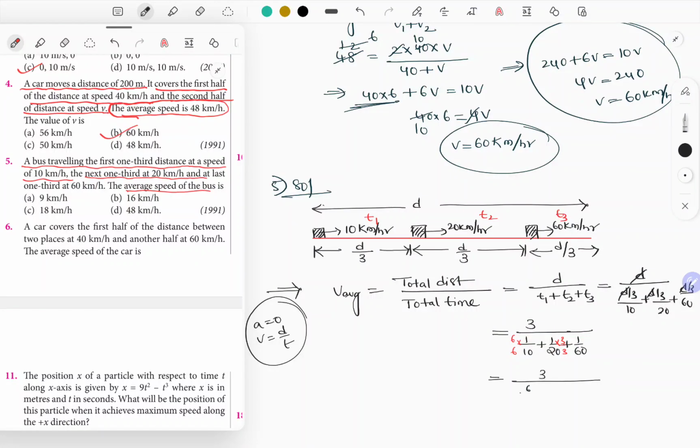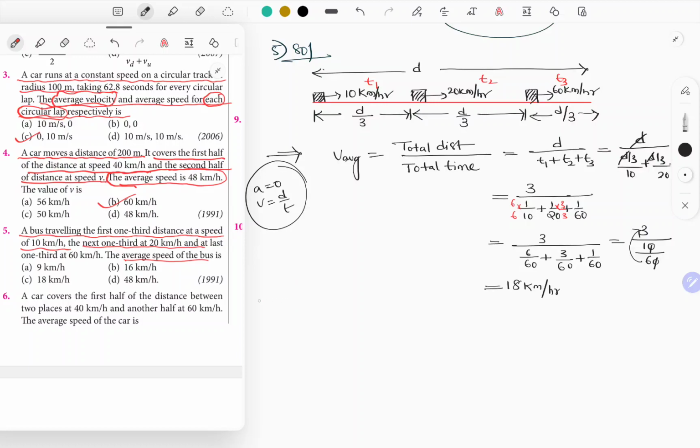3 divided by 6 by 60 plus 3 by 20 plus 1 by 60, which is equal to 3 divided by, as bases are same, numerators can be directly added, that is 10 by 60. 0 will get cancelled, 6 goes to the numerator, then average speed in this case is going to be 18 kilometer per hour. This is the way to answer this kind of question.